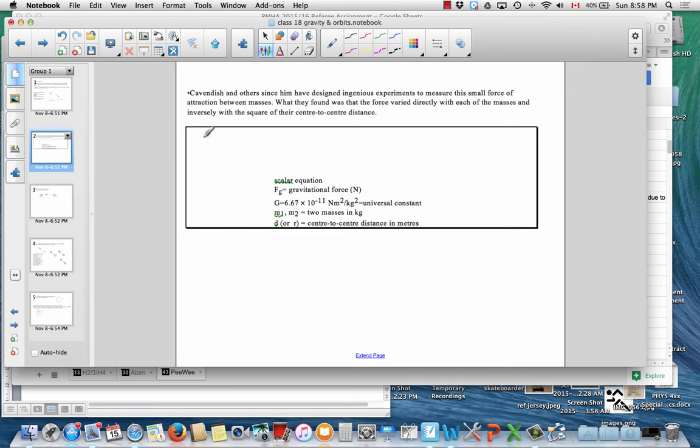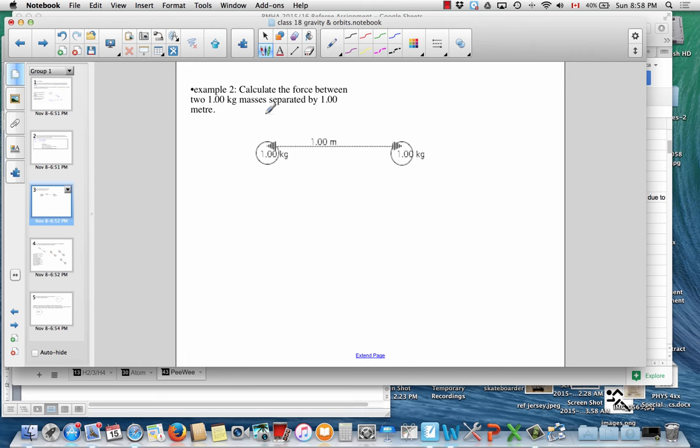Now, in addition to varying directly with the product of the two masses, it turns out that the force varies inversely with the square of the separation distance. And then there's an experimental constant of proportionality, capital G. It's called the universal gravitational constant, and it's very small. It's 6.67 times 10 to the minus 11. More on what that means very shortly, in fact, because we'll do this example.